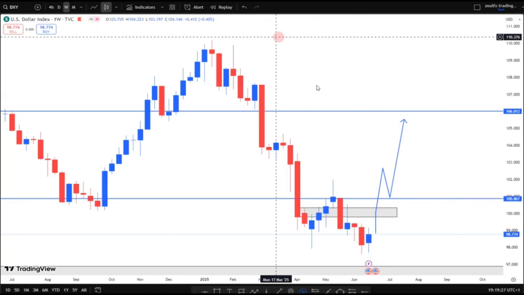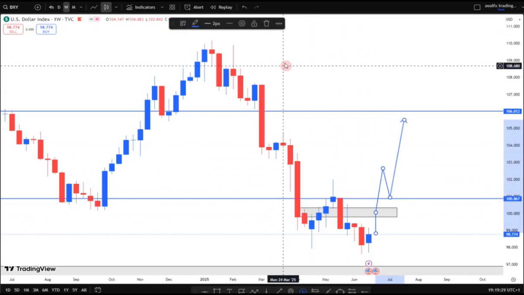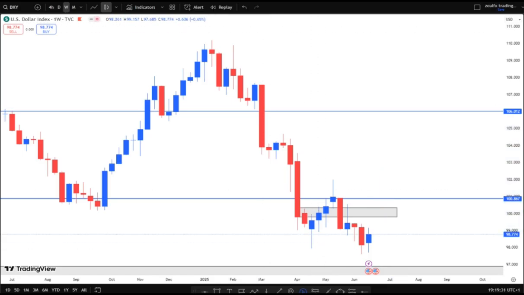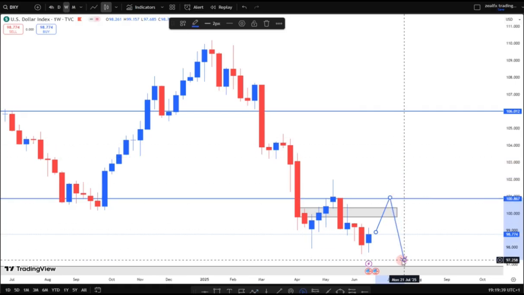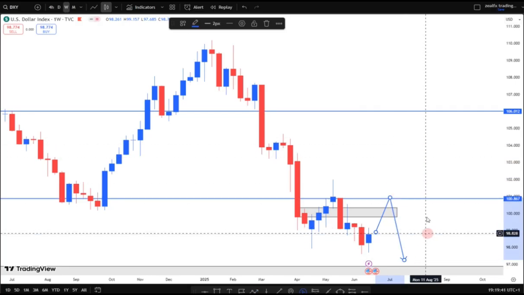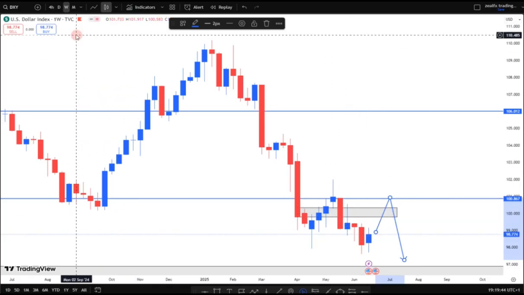So we expect price to move to this level. A break of this level, we expect uptrend resumption. But if price fails, we might see price resuming the downtrend. So this is what we're expecting for the DXY this week.